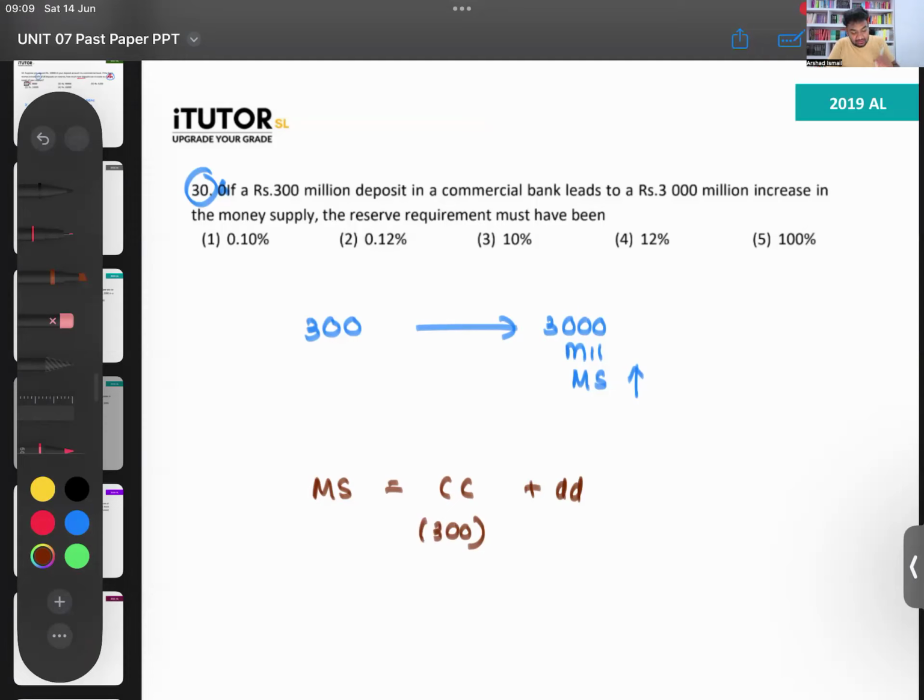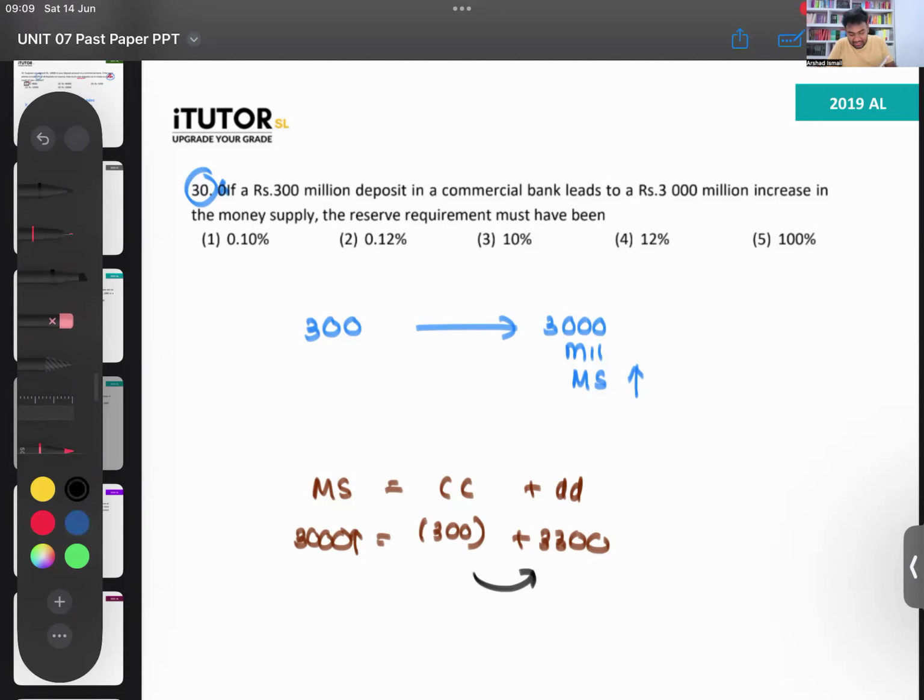And then money supply has increased by 3,000, your demand deposit should have increased by actually 3,300. So then a 300 million deposit has caused a 3,300 increase in deposits. So then your multiplier is not 10, it's a little bit more than 10. But in this question, we will not use that approach, because there is no direct answer there.